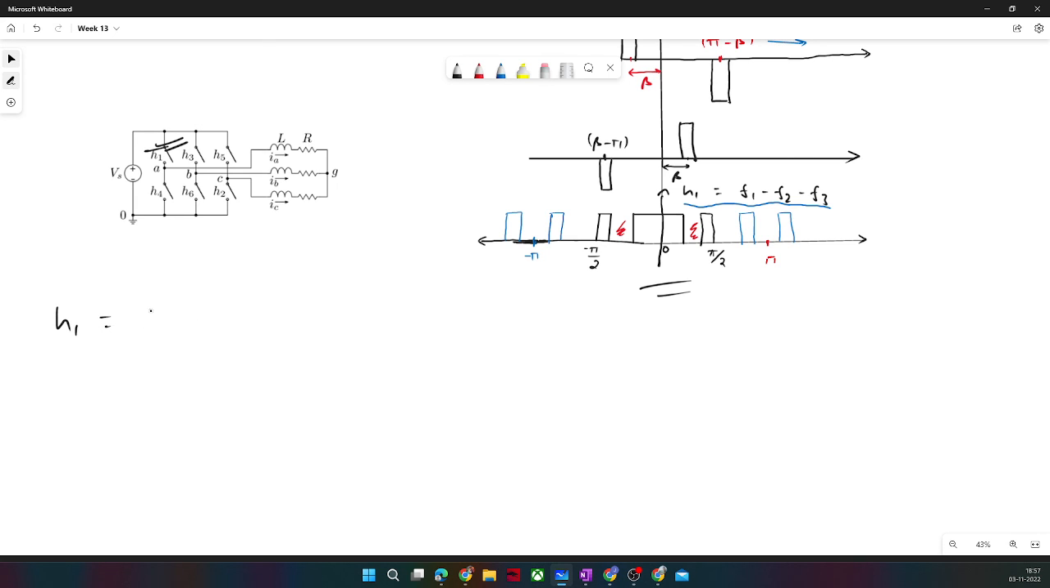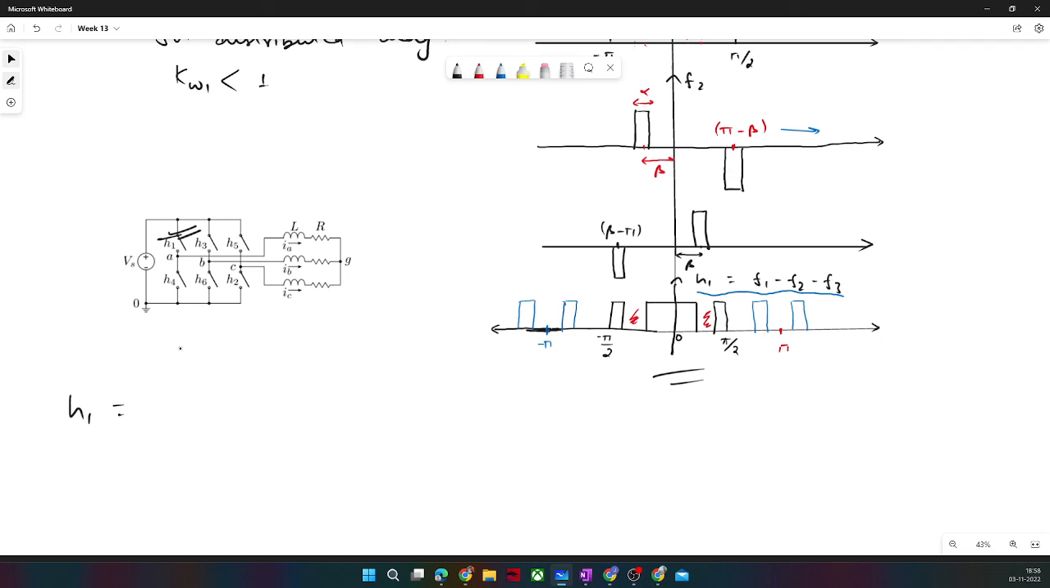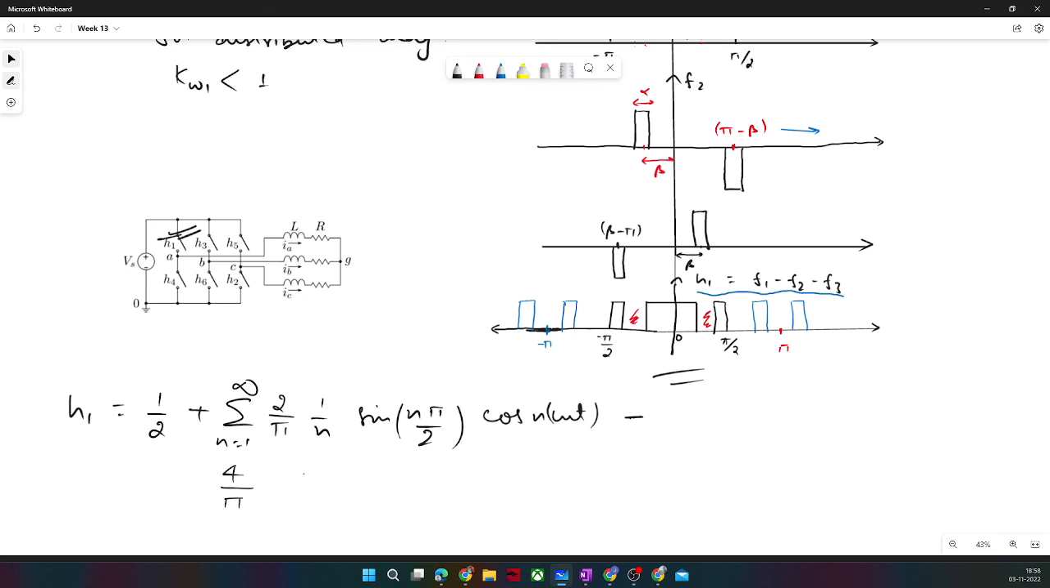So H1 is F1 minus F2 minus F3. So F1 is again conventional, half plus sum over n equal to 1 to infinity of 2 by pi, 1 by n, sine n pi by 2, cos n omega t. This was corresponding to H1, F1 and minus F2. So F2 we had calculated in the previous case. So that I will write directly.